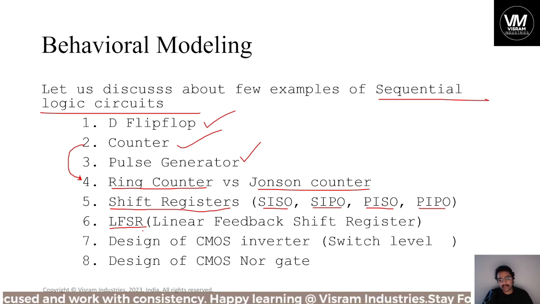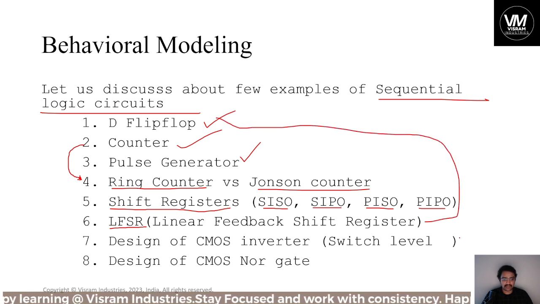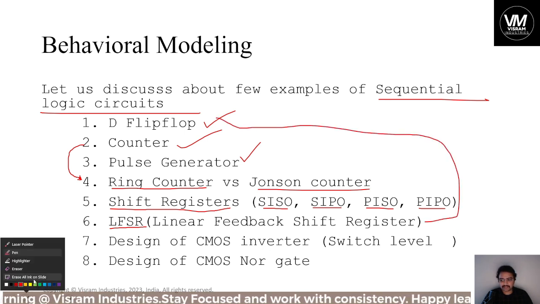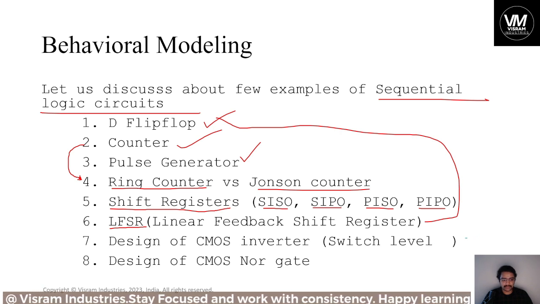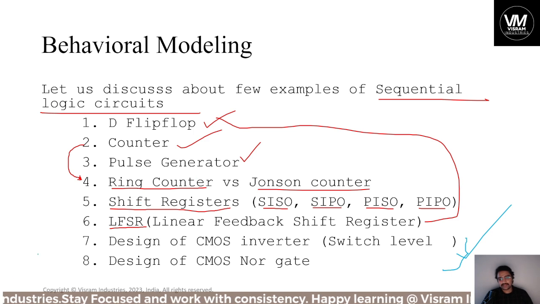So the actual linear feedback shift register is mostly used for random number generation and some other computational applications. And in the next level of all these are behavioral modeling, and coming to the next two, these two belong to switch level modeling. One is the CMOS inverter and the other is the CMOS NOR gate.